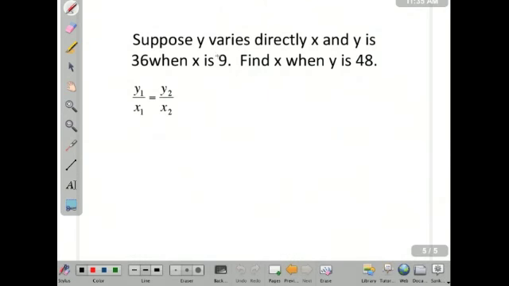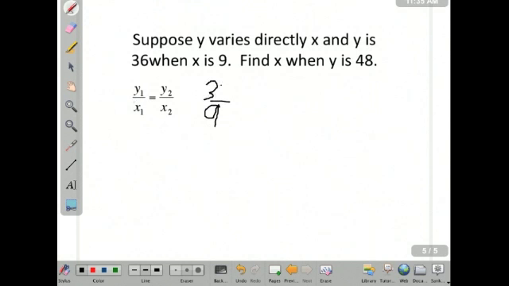So you have an equation. Suppose y varies directly with x, and y is 36 when x is 9. Find x when y is 48. So in this equation, your y1 is 36, and your x1 is 9. I know that because it's the first x and y value that I get. The 9 would go in place of the x1. The y1 would be 36.